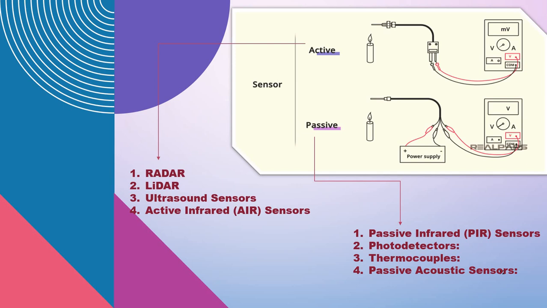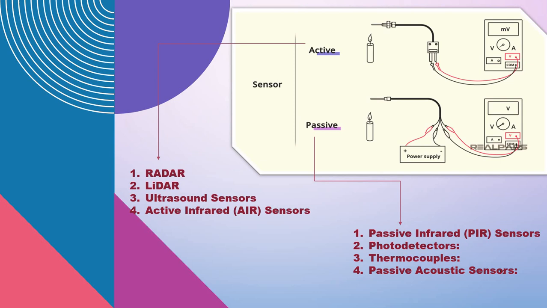So some of the active sensors are radar, which is also called radio detection and ranging. This will emit radio waves and analyze their reflections to detect the presence and the location of objects. And LIDAR is nothing but light detection and ranging, and this will emit laser beams and measure the time it takes for the light to reflect back.